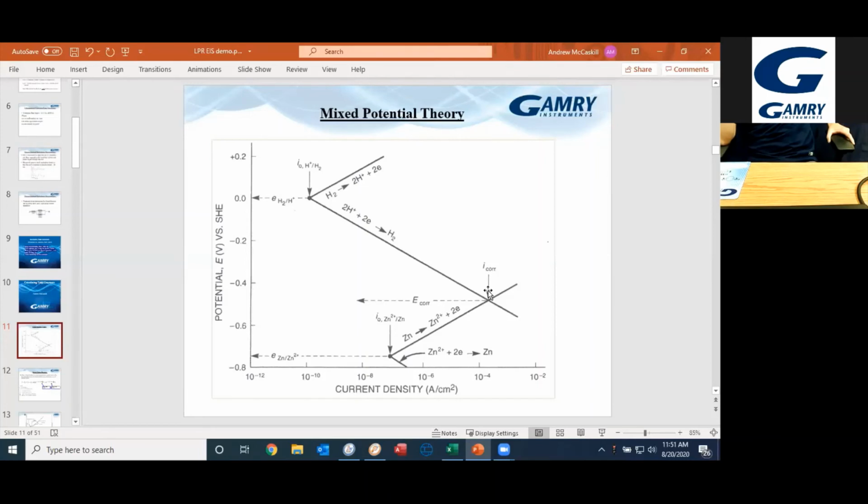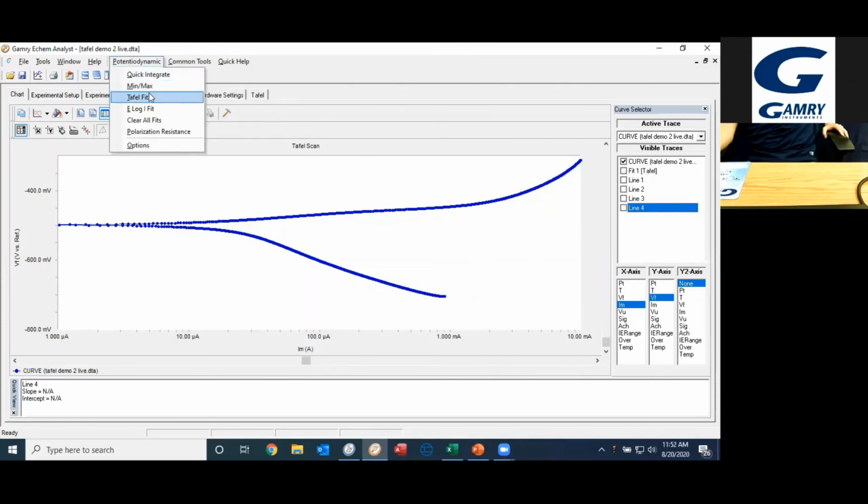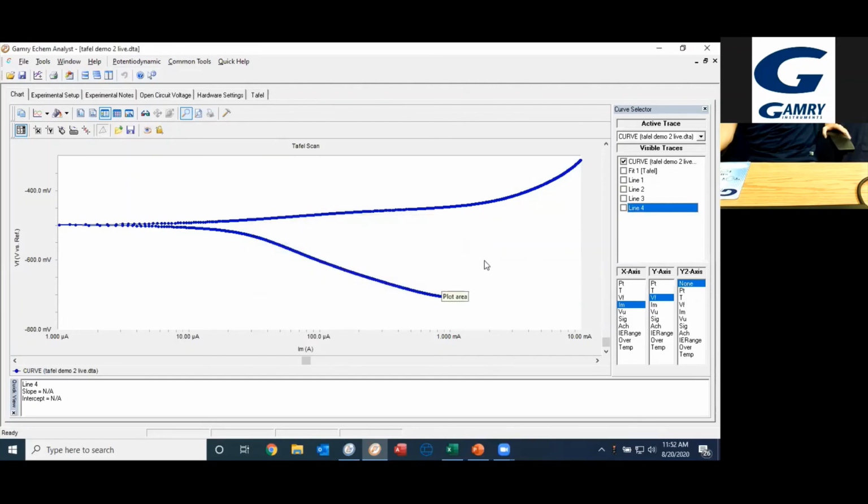Andrew, there were a couple of questions here. Can you quickly show how to do the fit, the built-in fitting method? Yep. Let me get rid of all these lines. For our software, if I was just to go here and tell it to fit, it's going to prompt me to select a portion of the curve to use. That's the first thing you have to do with almost all of our fitting software.